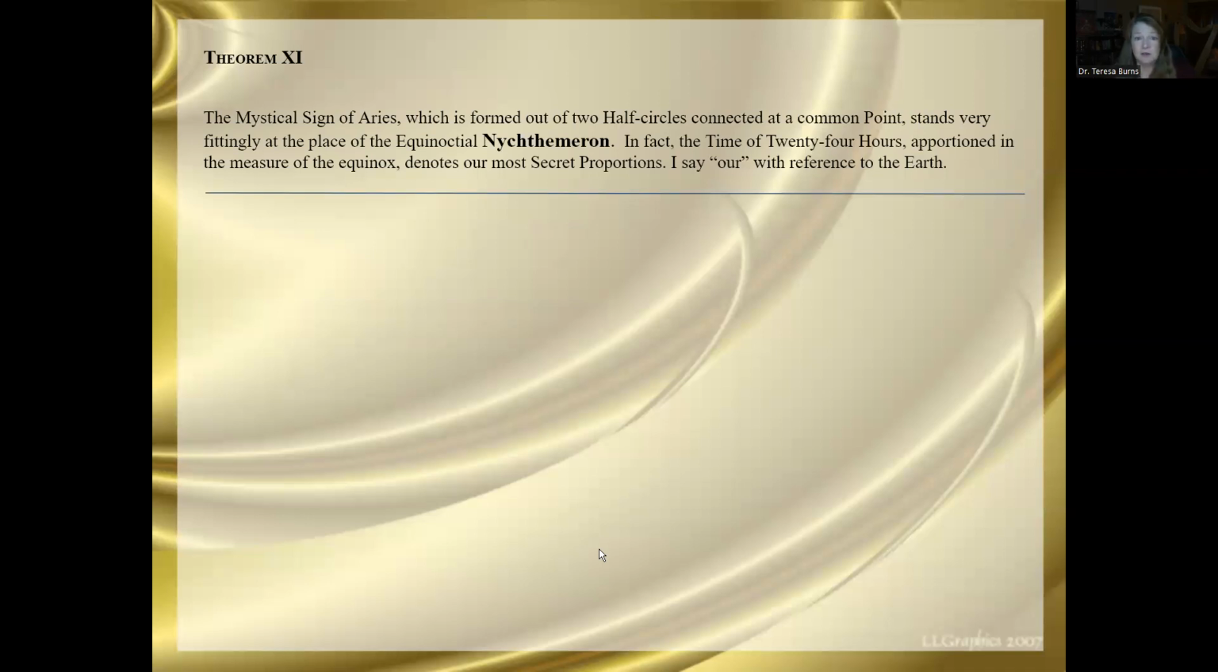And now here we are at Theorem 11, a pretty short one. Here D says, the mystical sign of Aries, that's those two semicircles, which is formed out of two half circles connected at a common point, stands very fittingly at the place of the equinoctial nychthemeron.